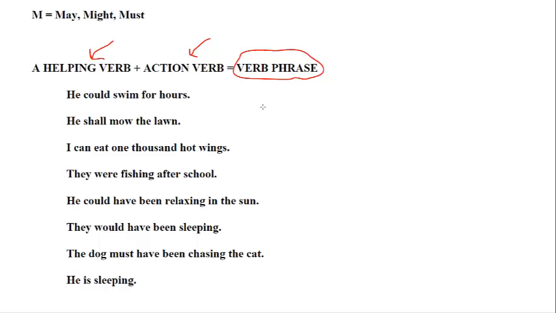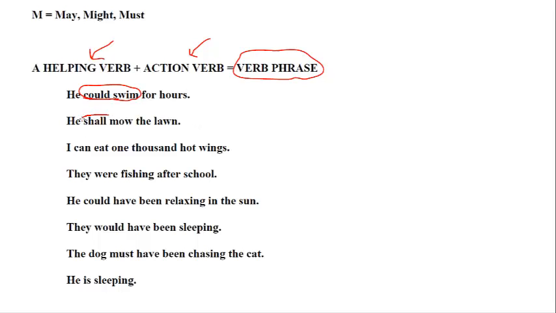Let's look. Helping verbs help the action verb. So in some sentences, the simple predicate is going to be more than one verb. It's going to be the helping verb plus the action verb. And those two things together are going to be what's called our verb phrase. He could swim for hours. We have a helping verb could and our action verb swim. That is our simple predicate in this sentence. That is also called our verb phrase.